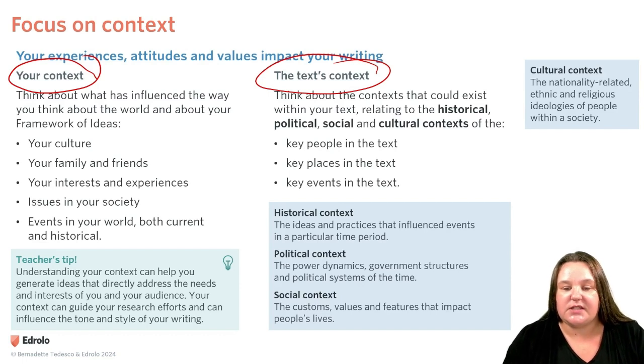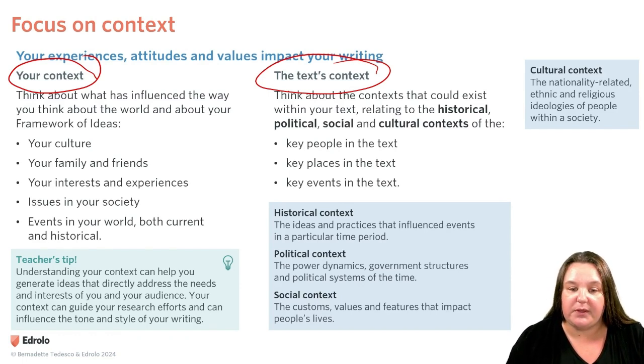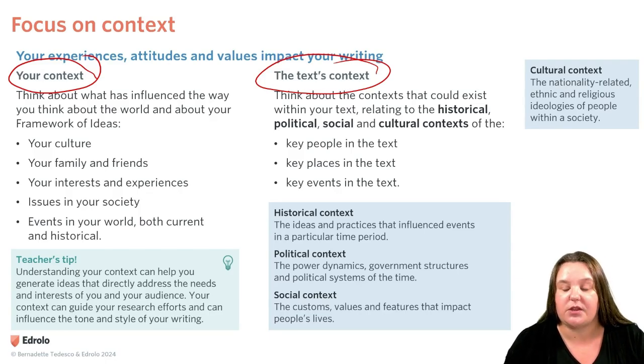What about the context that could exist within your text relating to historical, political, social, or cultural contexts? Are there any key people, places, or events that take place within your text that your audience will need to understand, or that you can assume that your audience would understand?